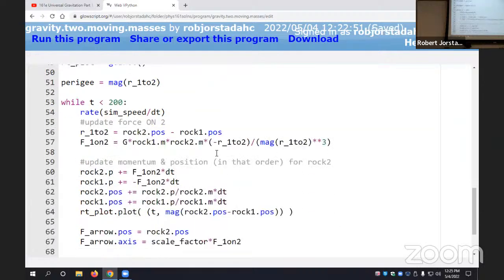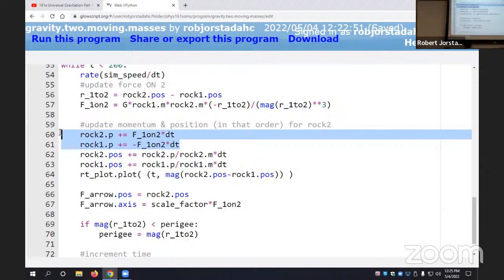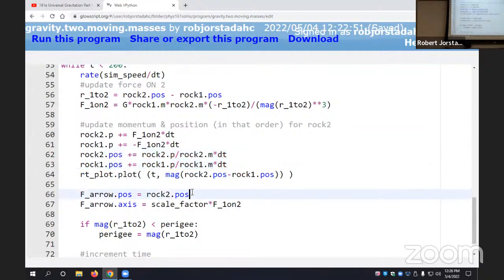Now inside the loop, all you have to do is each time the rock moves, you recalculate the R vector, you recalculate the force, and then we use our impulse momentum stuff. Remember that impulse from chapter 9? Momentum is changed by force dt. So this is updating the momentum. And then we update the position. That's just distance equals rate times time. We got a plot here, and then you draw some pretty arrows, and that's it.